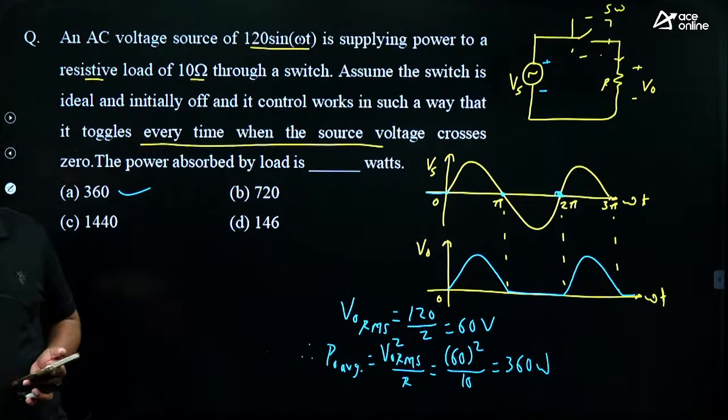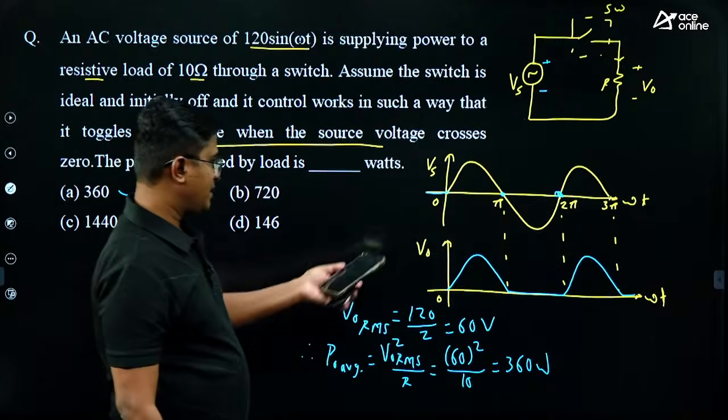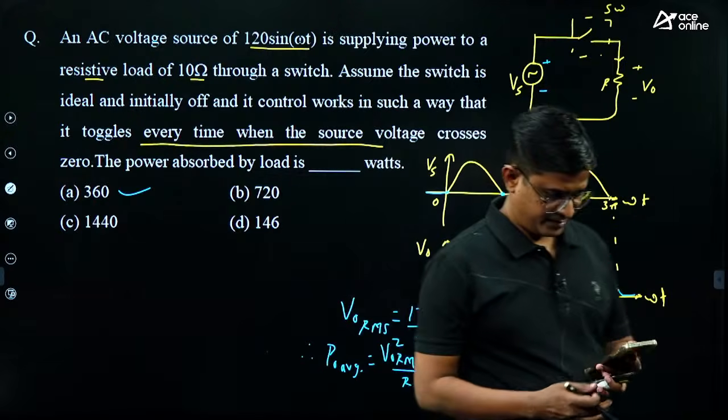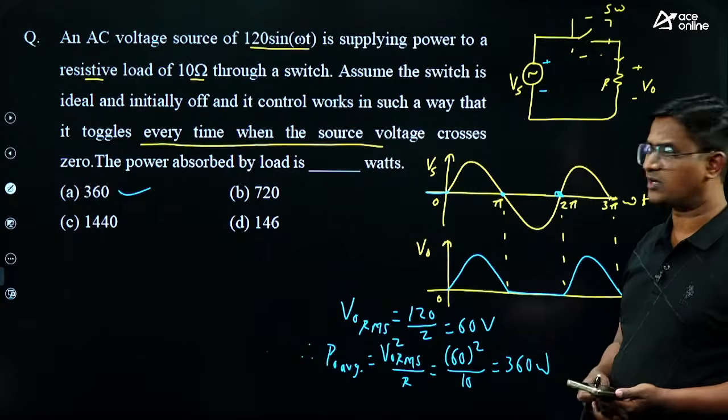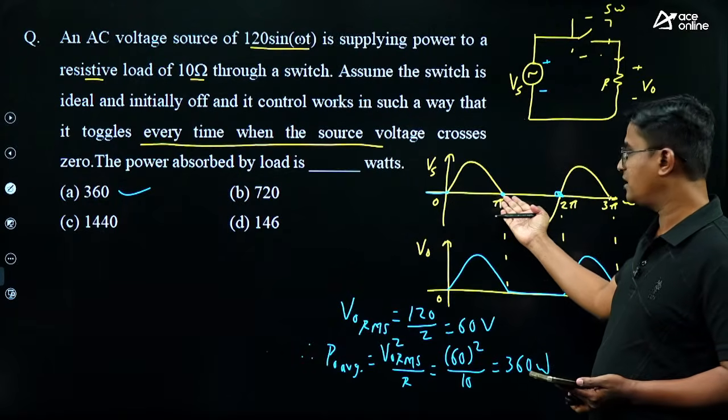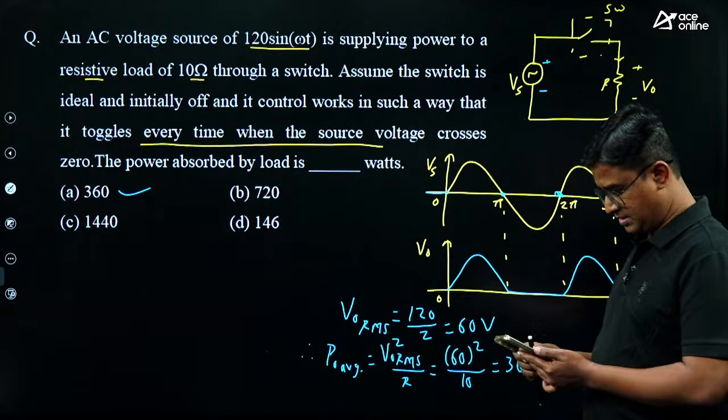Correct? So when the switch toggles, you should understand here. Okay? So your switch is like your normal diode again. My diode also toggles, na. Here the diode turns on, here it turns off. Right. Next.